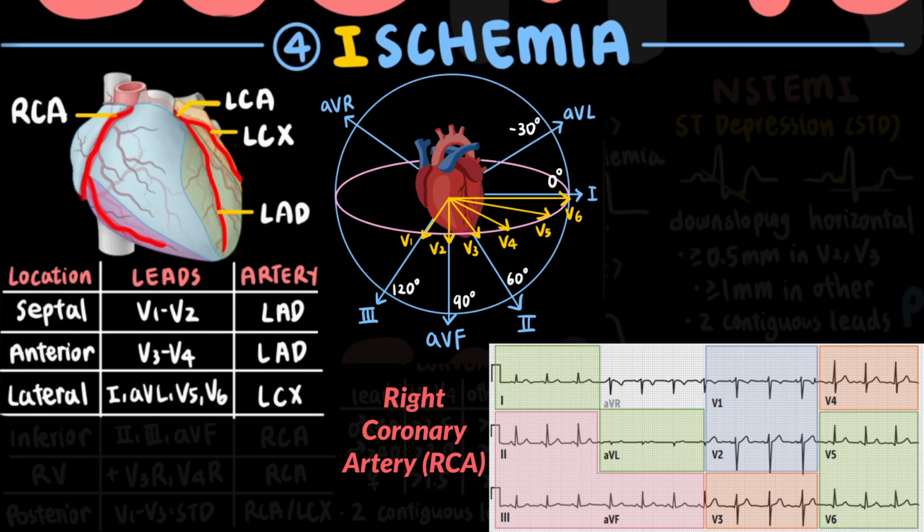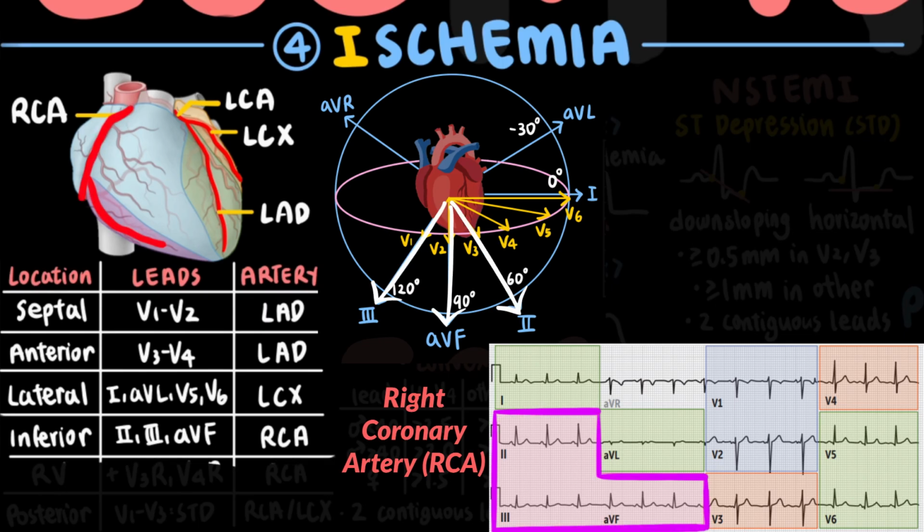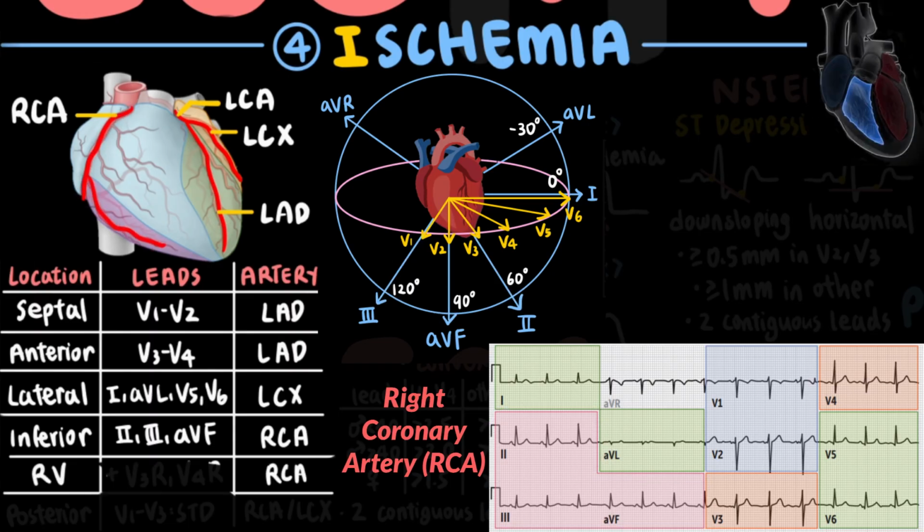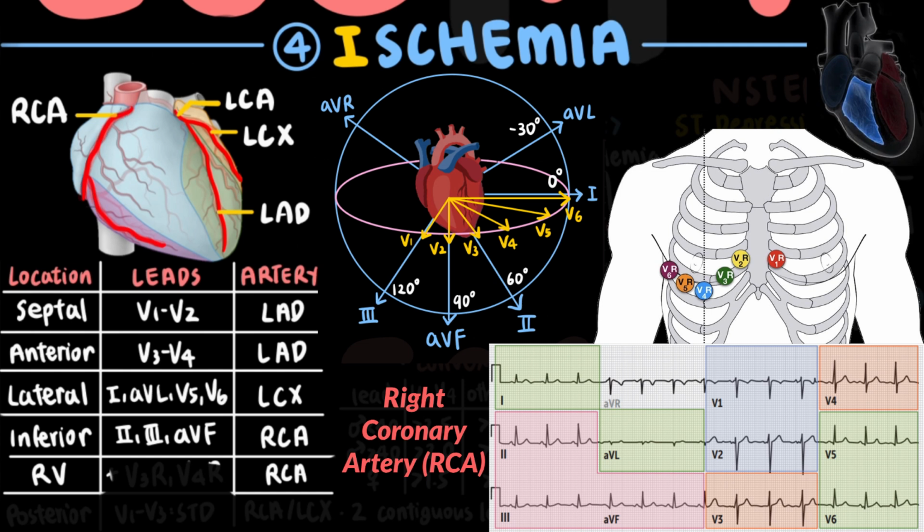The right coronary artery, or RCA, supplies the inferior wall of the left ventricle, represented by leads II, III, and aVF. It also supplies the right ventricle, which we can see using the right-sided chest leads, V3R and V4R. These are simply mirror positions of V3 and V4 placed on the right side of the chest, and they are especially important when we suspect a right ventricular infarction.